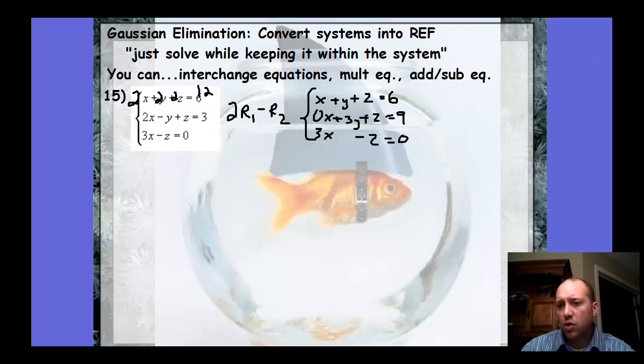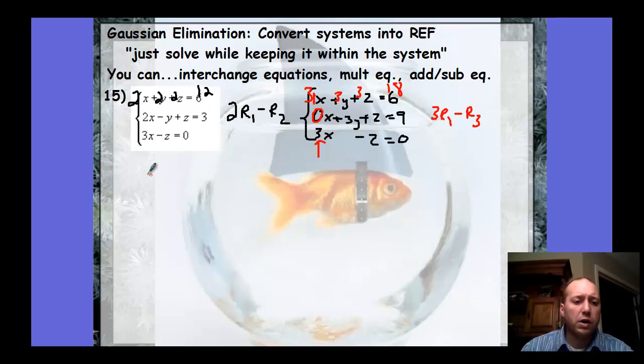But the step is always to get a 1 value here, and then I'm going to try to get a 0 for the x here, so I only have a y term there. Now my next thing is I'm going to try to get a 0 for this next term, so I want to get rid of this x term. So I'm going to do 3 times row 1 and then minus row 3. So kind of the same thing I just did, but I'm going to get rid of the x in the third equation.